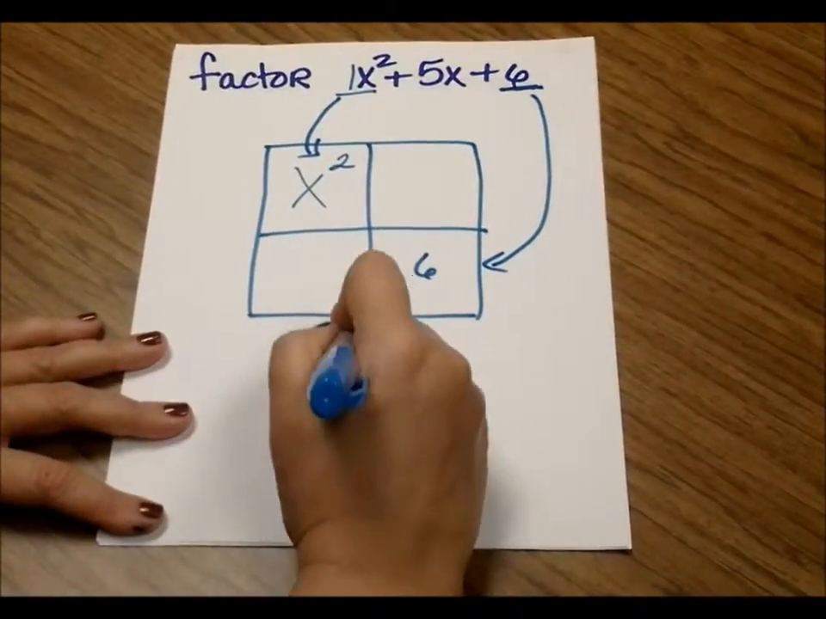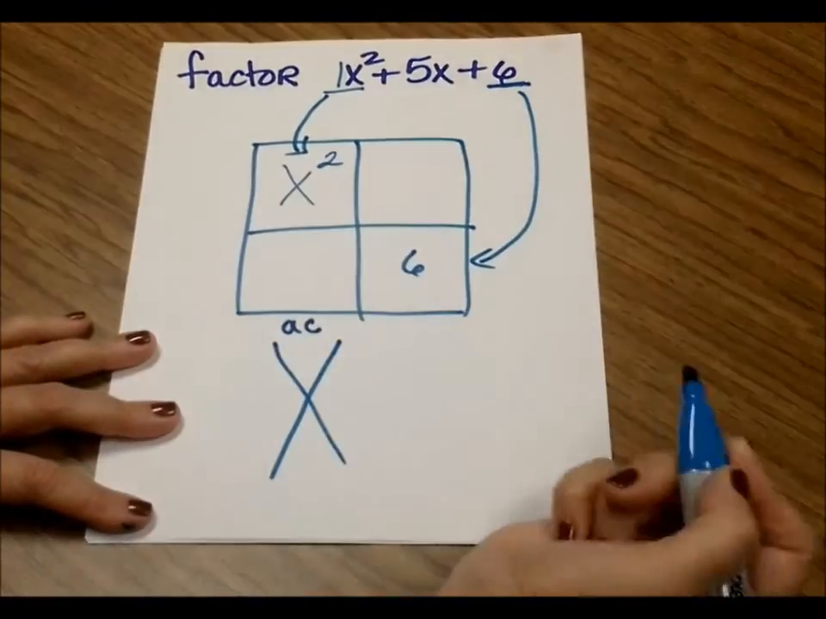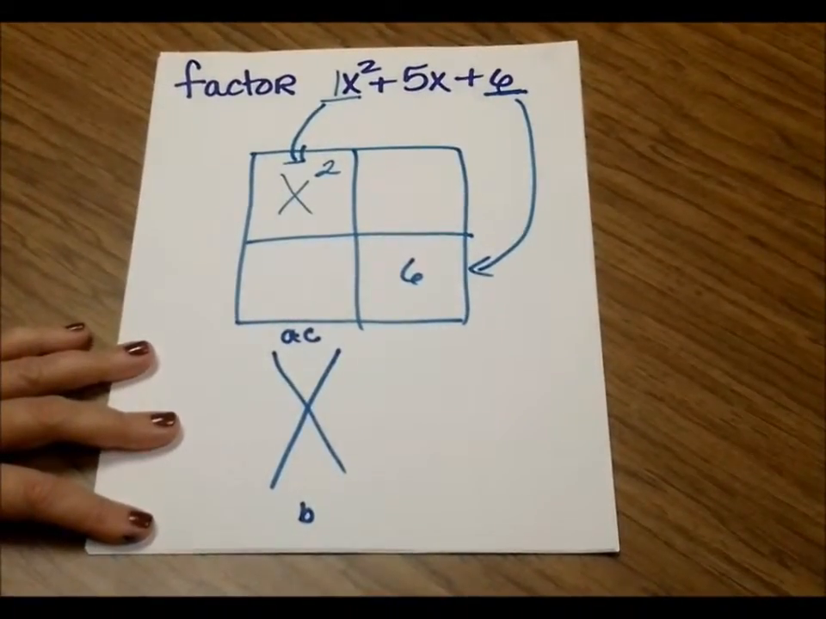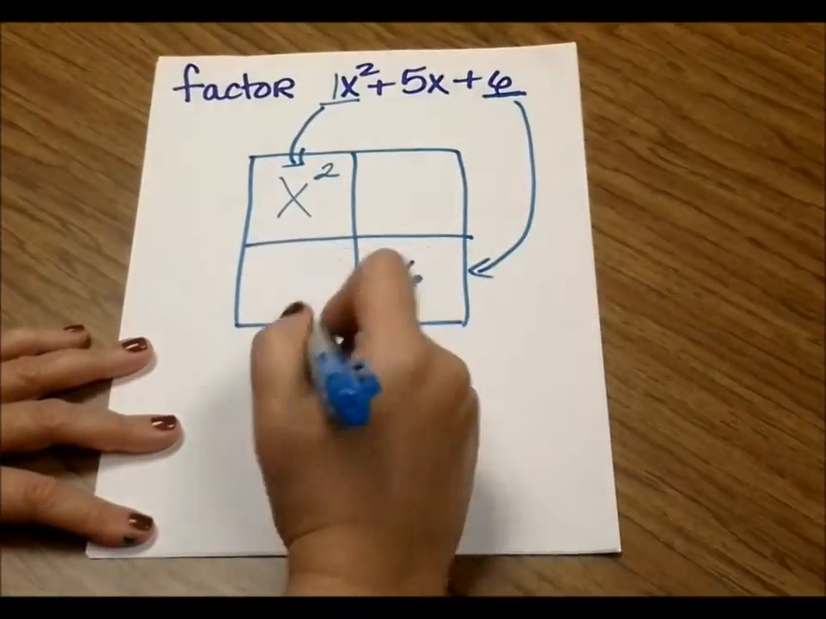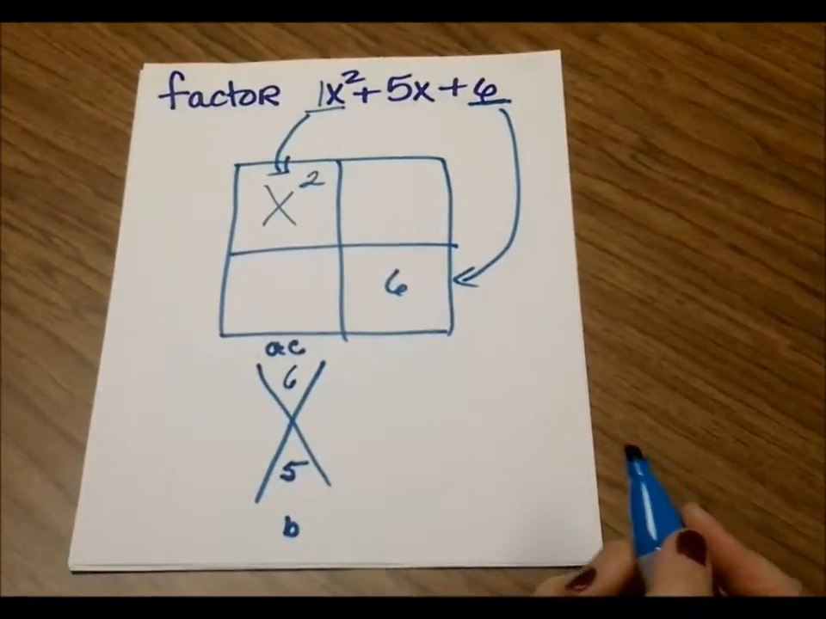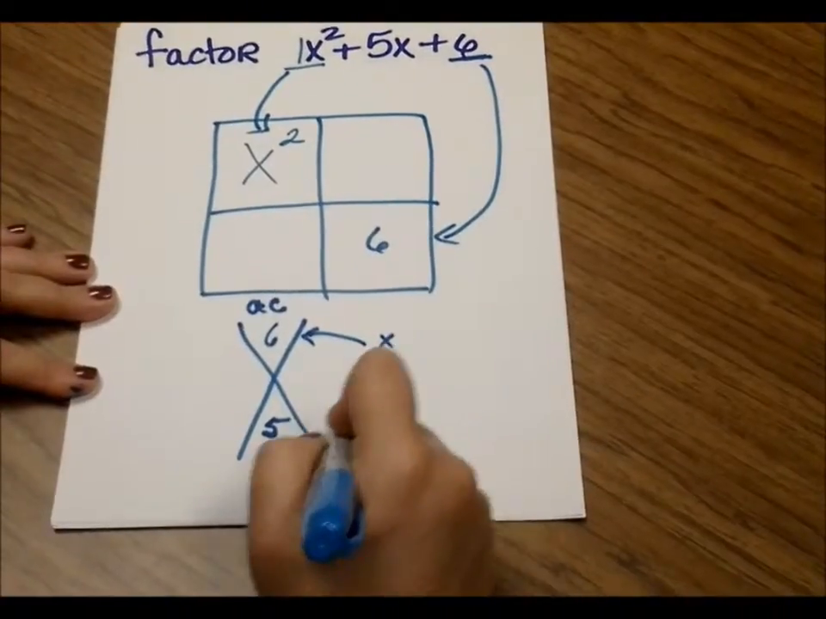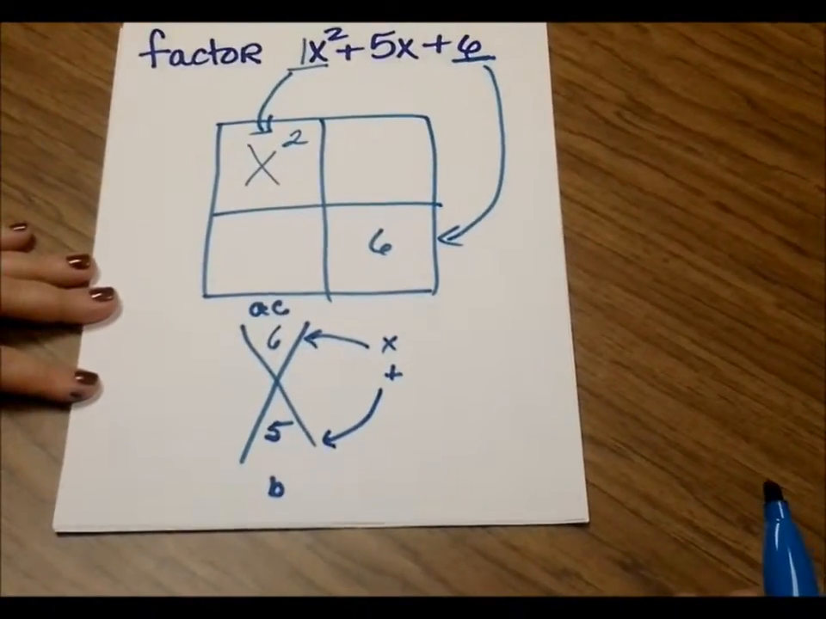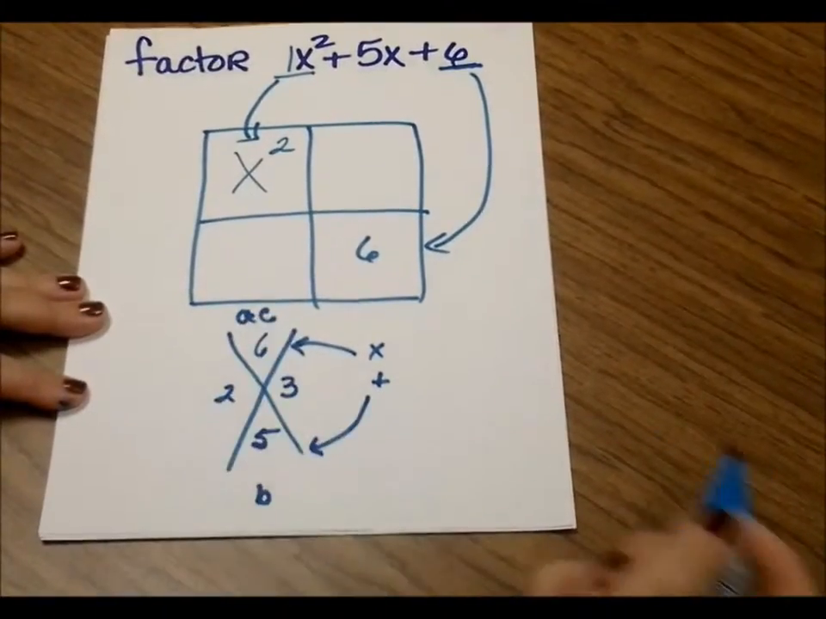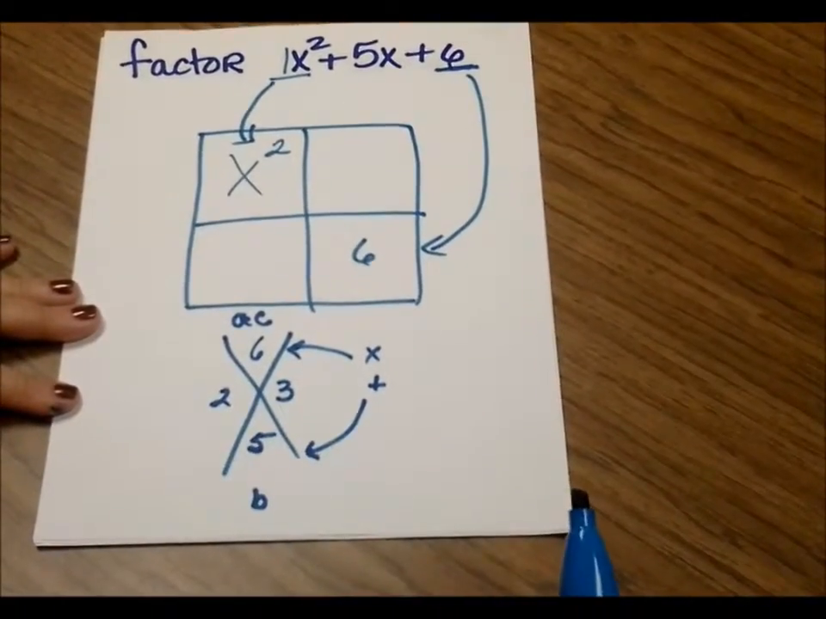One of the methods people use to help find these numbers is something like this with the little x, where a times c is going up here and b is going here. This is to help the students locate factors. Well, 1 times 6 gives me 6, and my b is 5. Now, the question becomes, what multiplies to give me that number up here and adds to give me that number here? And with 6, my numbers would be 2 and 3. 2 times 3 gives me 6. 2 plus 3 gives me 5. So that's where those numbers are coming from.